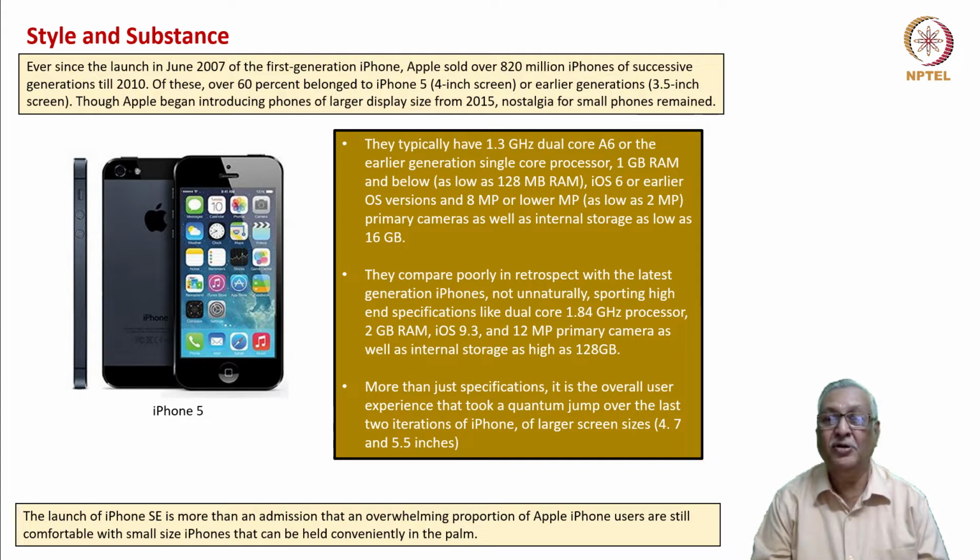Typically, small phones have a 1.3 GHz dual-core A6 or the earlier generation single-core processor, 1 GB RAM and below, as low as 128 MB RAM, iOS 6 or earlier OS versions, and an 8 MP or lower primary camera, at times as low as 2 MP, as well as internal storage as low as 16 GB. Thus, they compare poorly in retrospect with the latest generation iPhones, not unnaturally, sporting high-end specifications like a dual-core 1.84 GHz processor, 2 GB RAM, iOS 9.3 and a 12 MP primary camera, as well as internal storage as high as 128 GB. More than just specifications, it is the overall user experience that took a quantum jump over the last 2 iterations of iPhone of larger screen sizes, 4.7 and 5.5 inches.